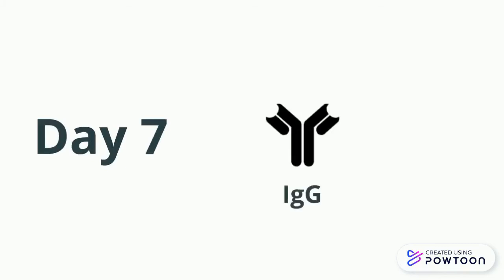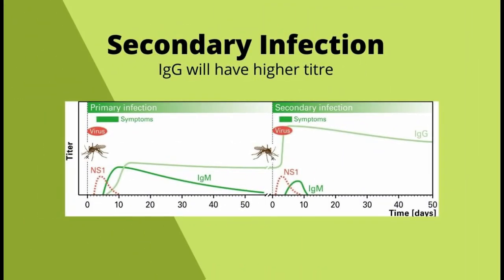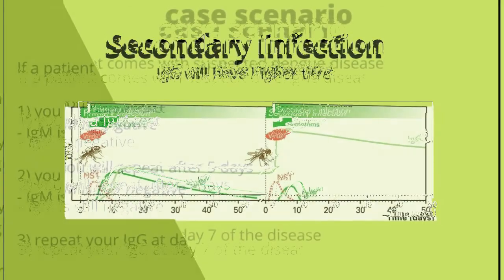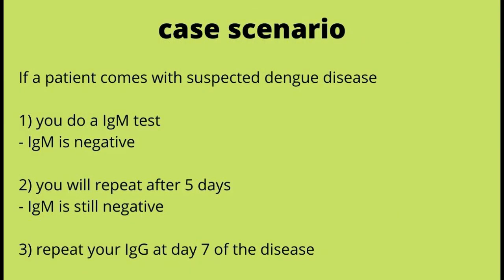For IgG, whether you are having a primary or secondary dengue infection, it will be detected in 100% after day 7 of onset of fever. You can also use the level of IgG to differentiate between primary and secondary infection, as secondary infection will have a significant rise of IgG.